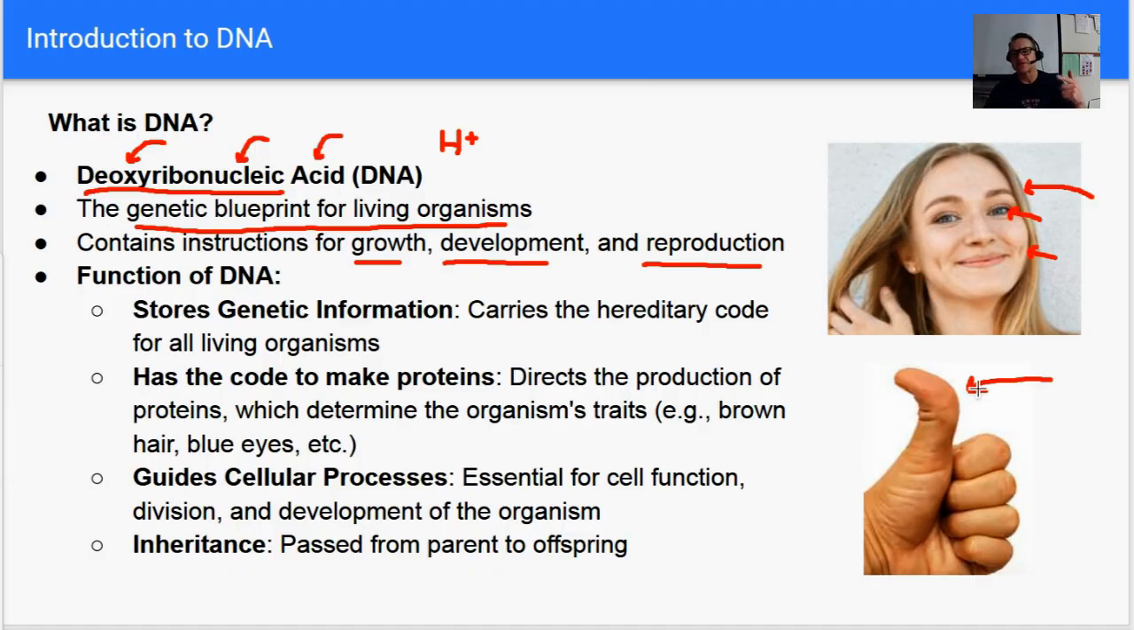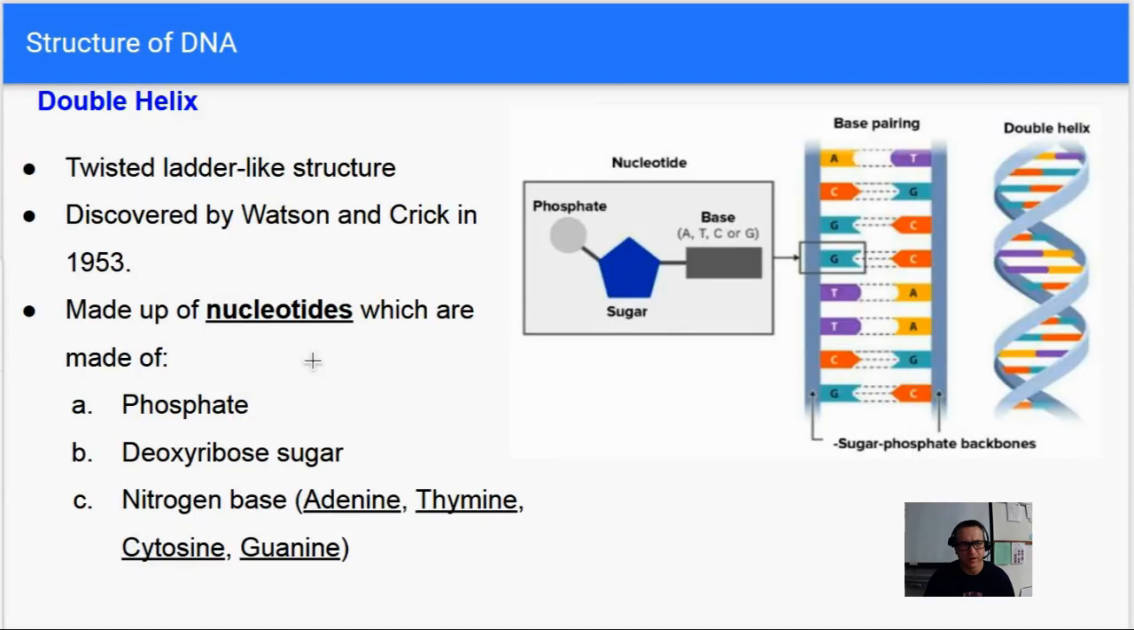Now, how does DNA actually give you your physical traits like dimples, freckles, skin color, whatever? Well, it has the code to make specific proteins. And it's these proteins that your body makes. So your DNA has the code for making proteins, and whatever proteins your body makes is going to determine the organism's traits. For example, certain proteins will give you brown hair, certain proteins will give you blue eyes, etc. So basically, DNA makes you who you are.